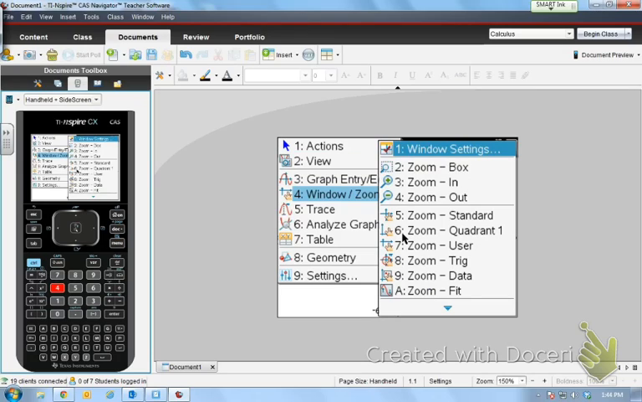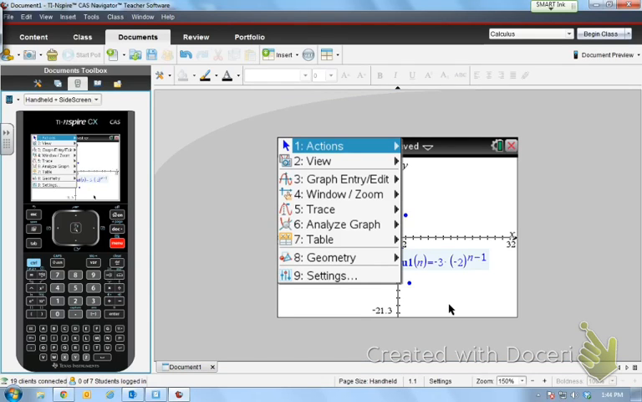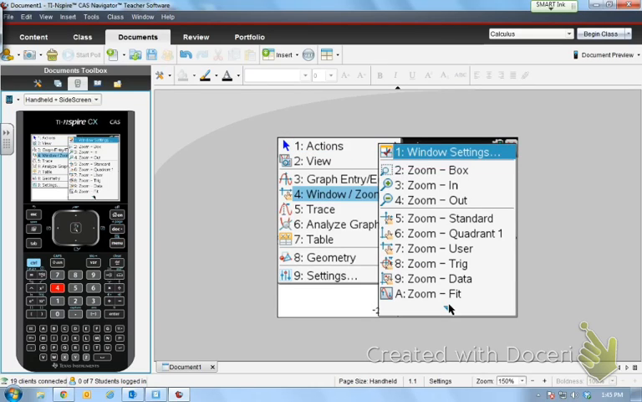Or I wonder if it has a zoom sequence. Just curious. Zoom data, zoom fit. That is not, I didn't even hit that. It does not have a zoom sequence. But we know exponential functions get big pretty fast. So let's go to change our window then.